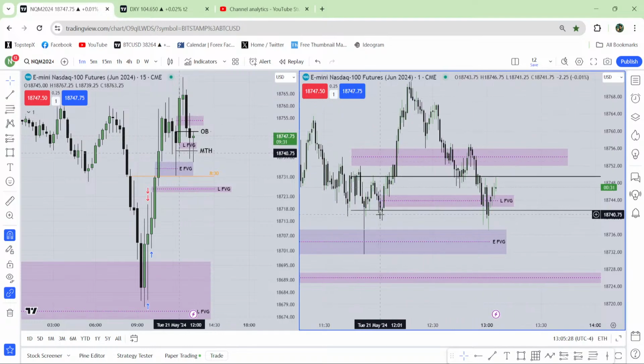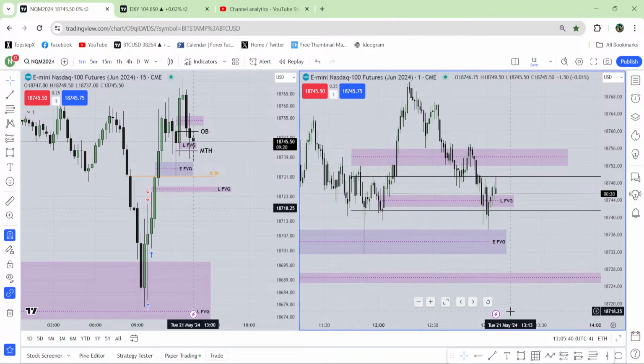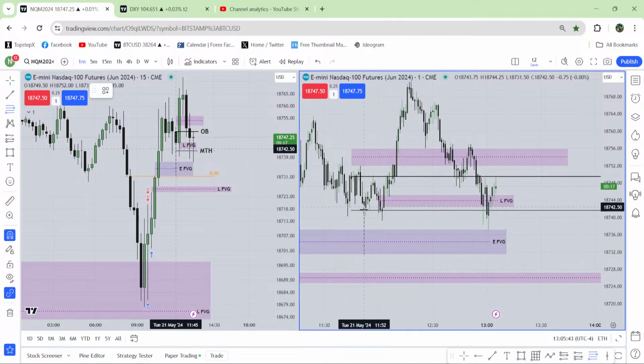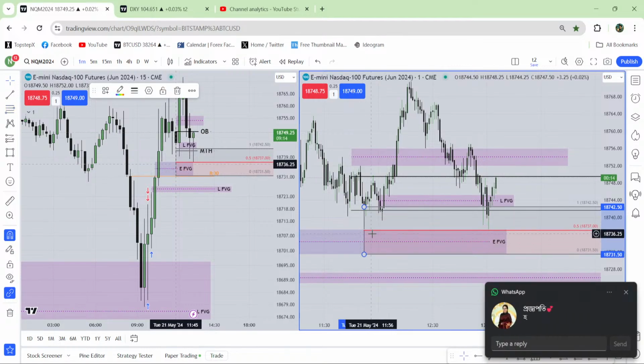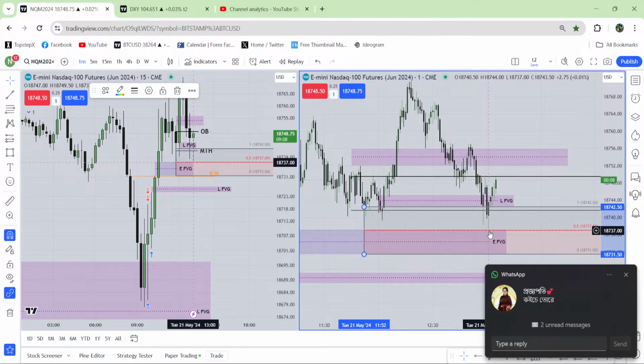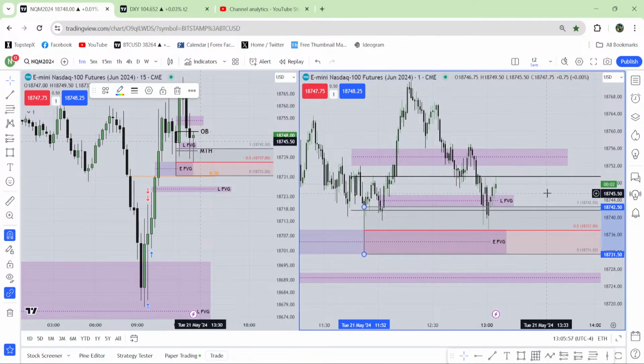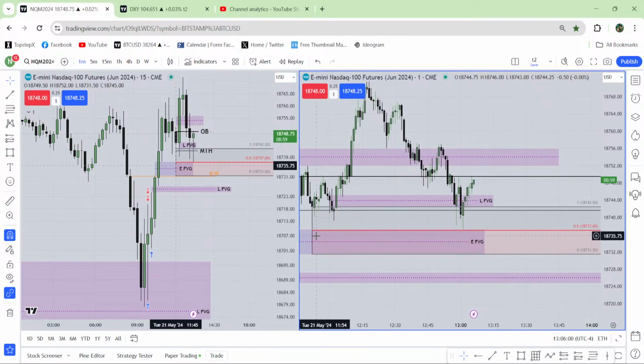This is the starting of the PM session, sorry, lunch hour. Market went higher, went lower, took the liquidity around that area. This is the last down close, not down close, actually this is the wick. The 50% of that wick has traded. Now all I need is a market structure shift. That's all I need. If I don't get it, I'm not interested to trade.